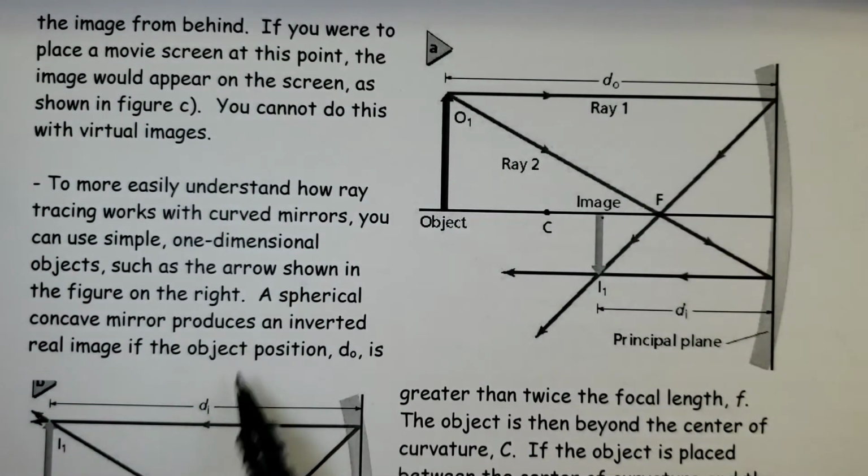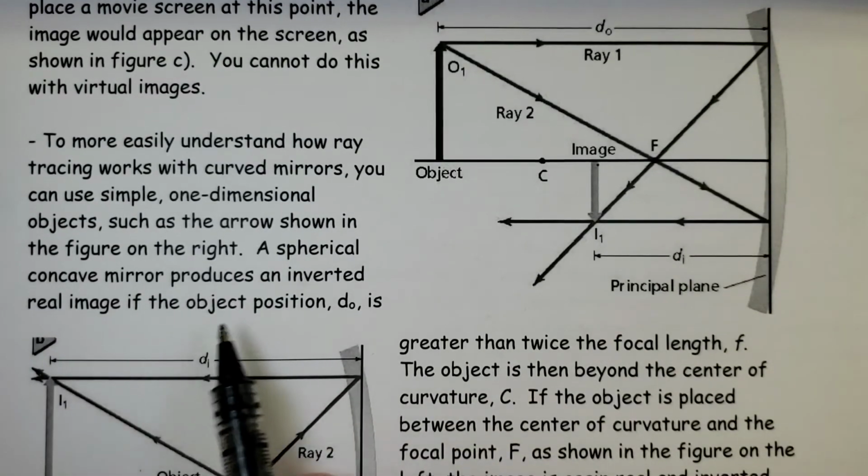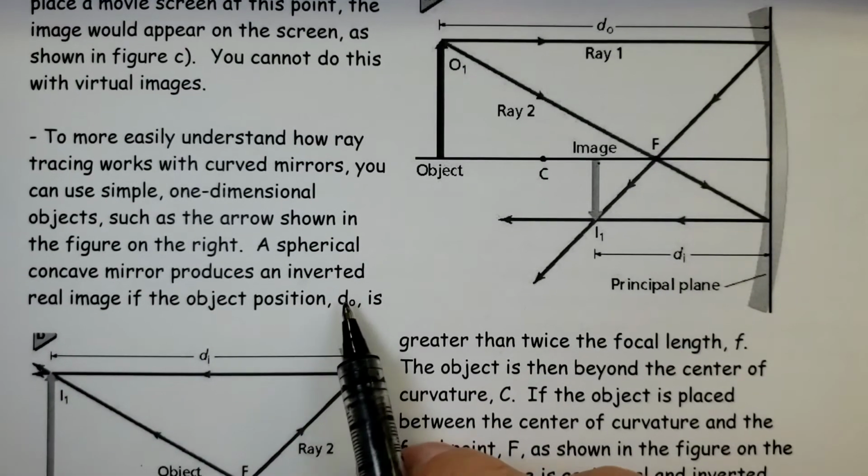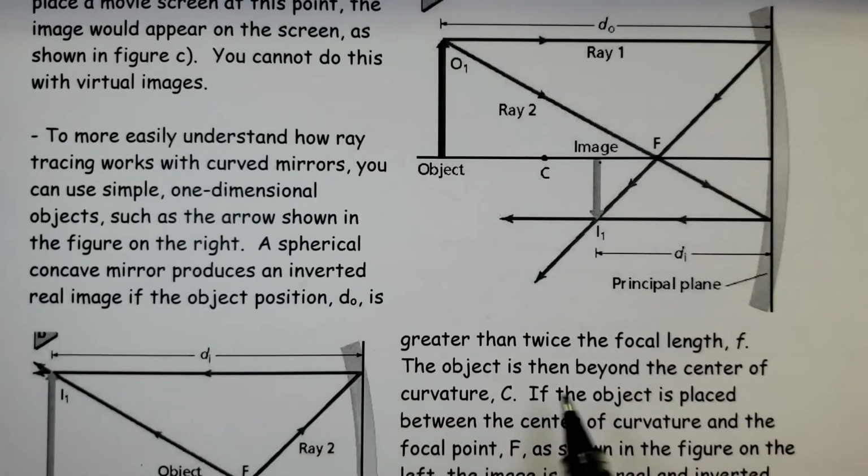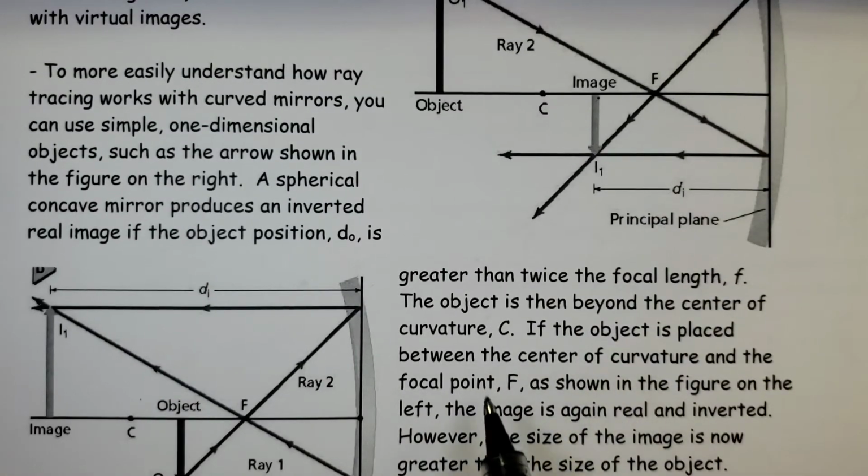A spherical concave mirror produces an inverted real image if the object's position, DO, or object distance, is greater than twice the focal length. The object is then beyond the center of curvature. If the object is placed between the center of curvature and the focal point, as shown in the figure that we did on the left here.